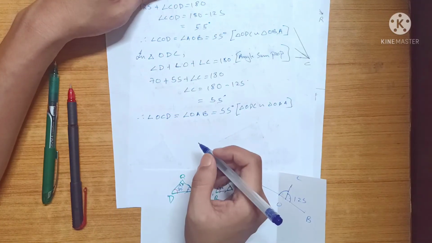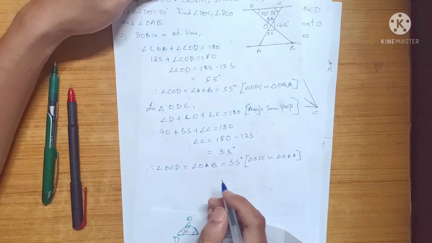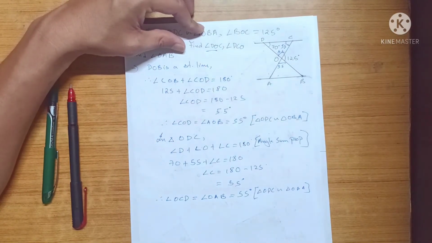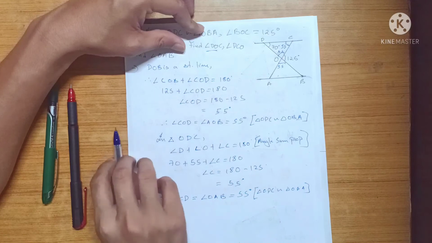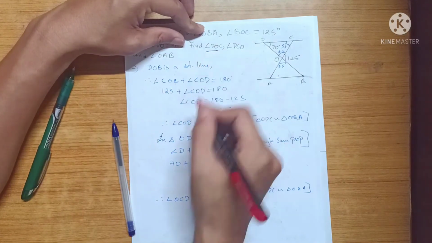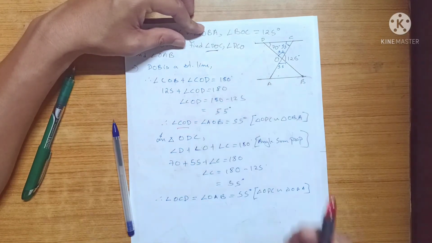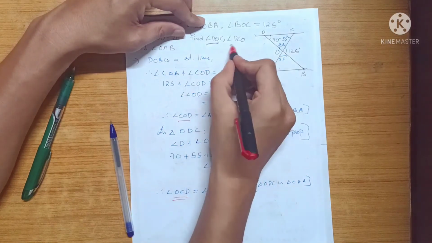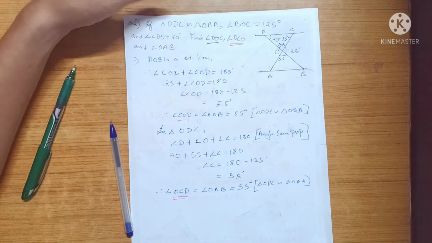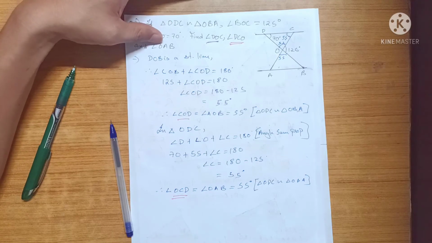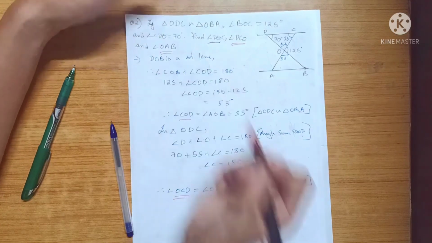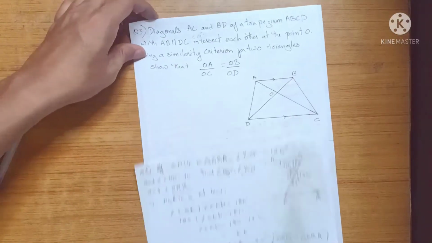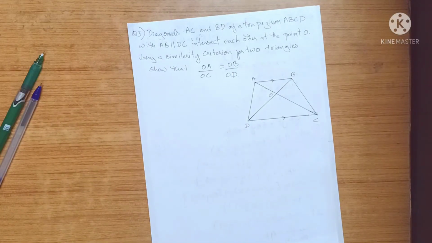Now, what else do we need? They asked us to find OC, so the OC we already got. DOC and COD are the same thing, and DCO and OCD are the same thing. So we got it, right? And OAB also we got. So that's that. Okay, let's do number 3.